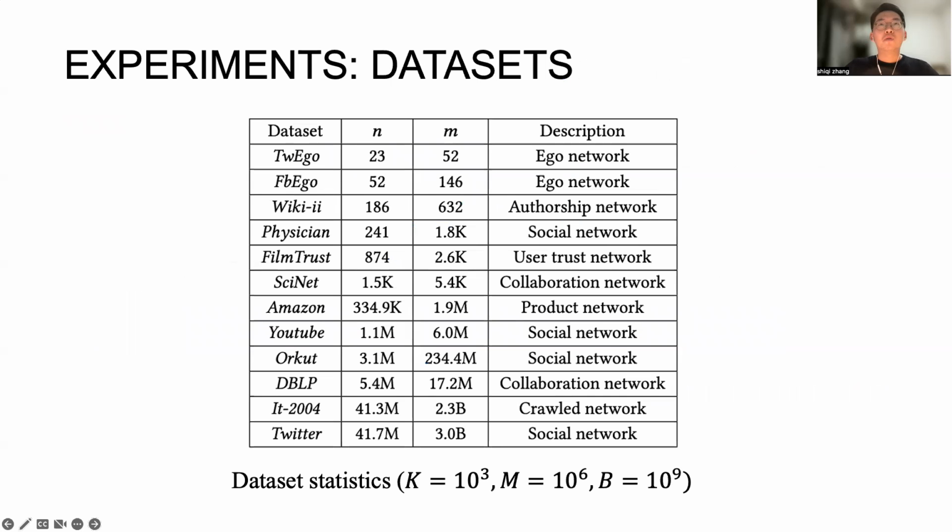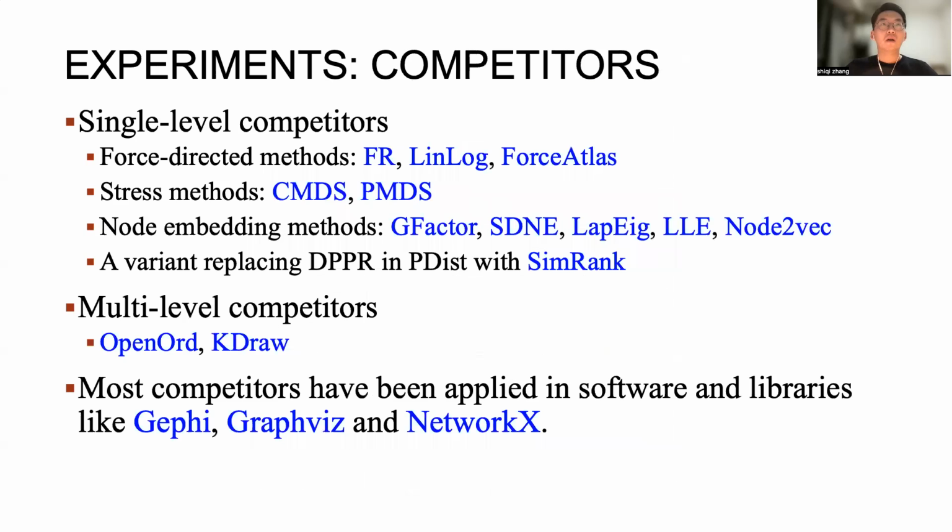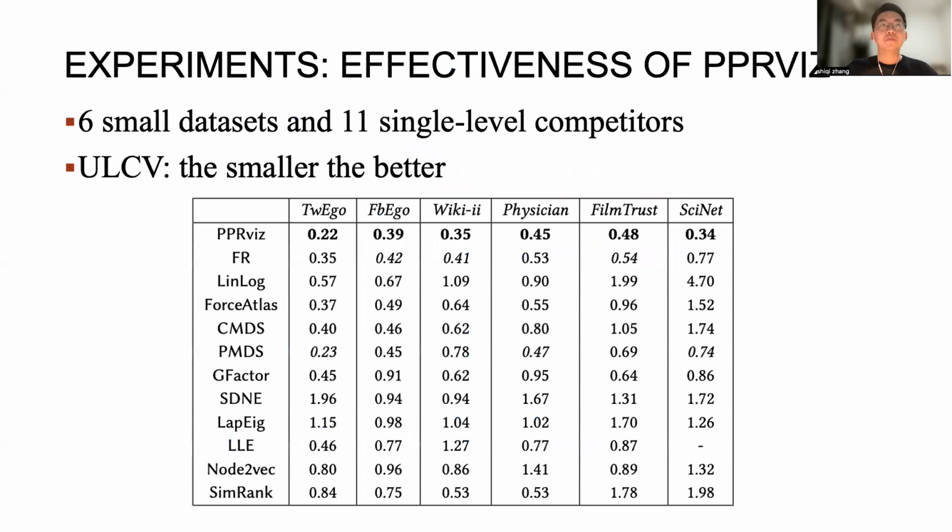To evaluate the performance of our proposed PPRVs, we conduct experiments on 12 real-world graphs from different fields, in which the largest graph Twitter contains 3 billion edges. We compare PPRVs with the following realization solutions from different categories. It is worth noting that most competitors have been applied in software and libraries like GIFI, GraphViz, and NetworkX.